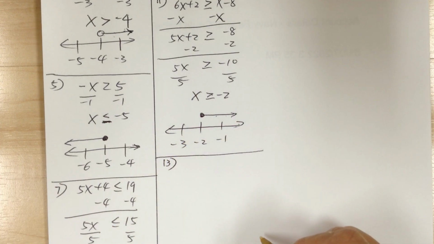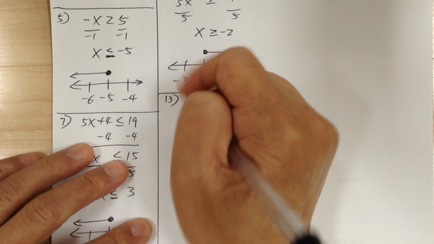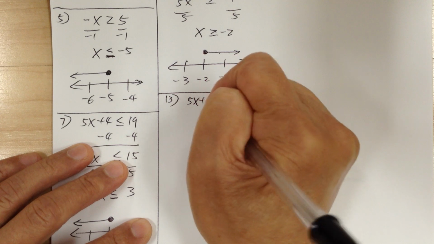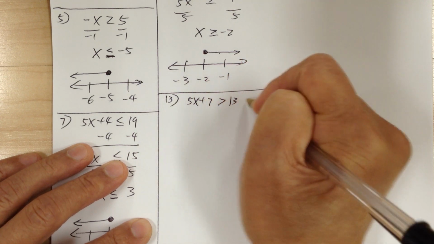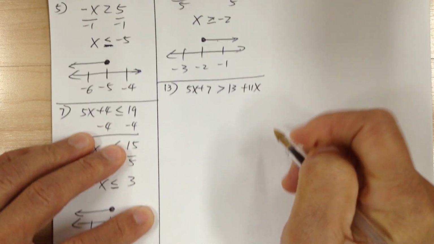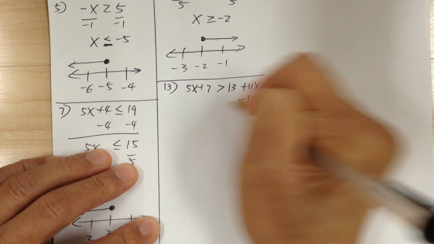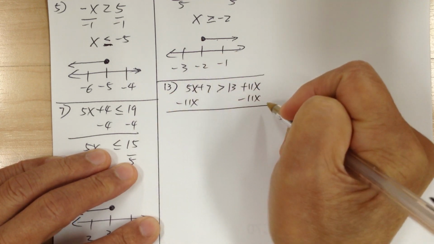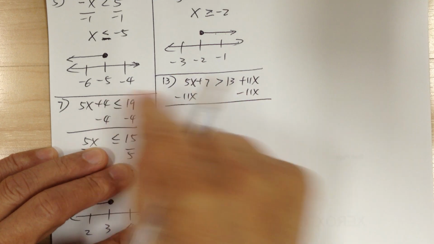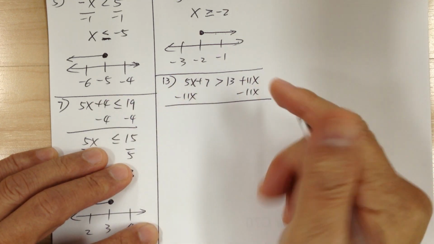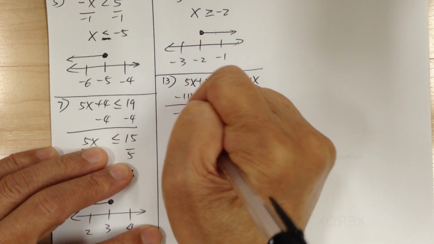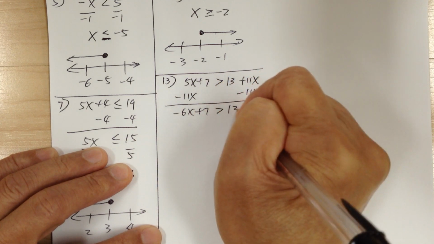Okay, let's go to 13. You have 5x plus 7 is greater than 13 plus 11x. So that's going minus 11x on both sides. Again, for inequality, it's better to move every variable to the left-hand side, even if it's going to end up with negative. Okay, so you got negative 6x plus 7 is greater than 13.